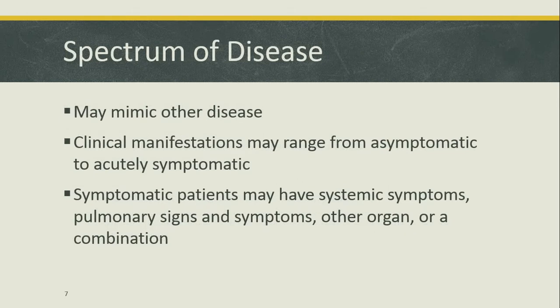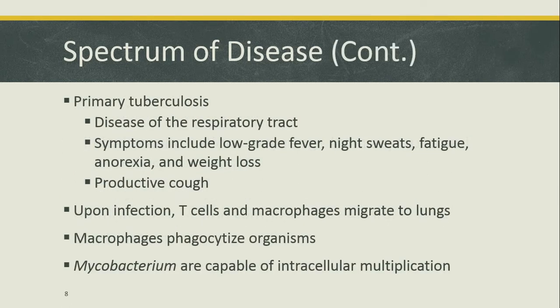Tuberculosis can usually mimic other diseases. The clinical manifestations can range from being asymptomatic to being acutely symptomatic. Symptoms usually include just your regular low-grade fever. You can get night sweats, fatigue, anorexia, weight loss, and then you have a productive cough.